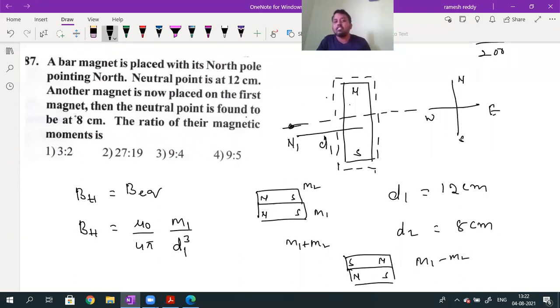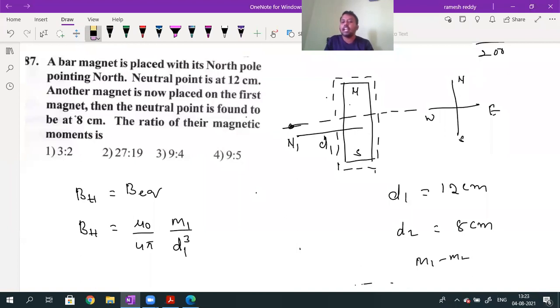But in this question, they have not mentioned how they are placed, with like poles or unlike poles. Then how do we come to know whether it is like poles or unlike poles? Generally, here the BH value, the horizontal component of the same magnetic field, will be the same.